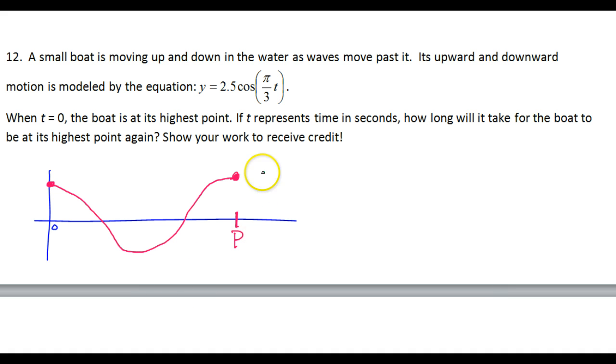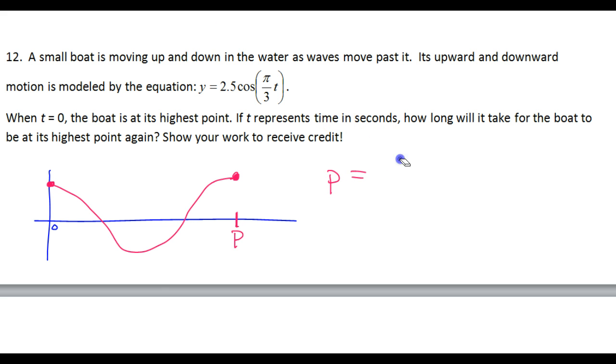Like for a standard cosine function without all the trimmings, it would be 2 pi. But this has a b value affecting the period. So all we really have to do is figure out what the period is, and that'll be how long it takes to get back to its highest point again. Well, we have a simple formula for that. The period is 2 pi.